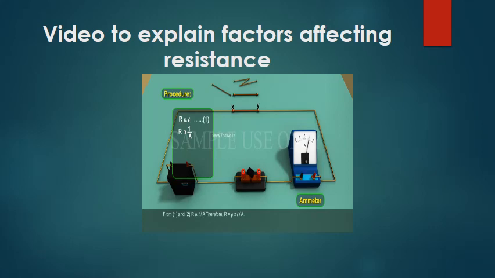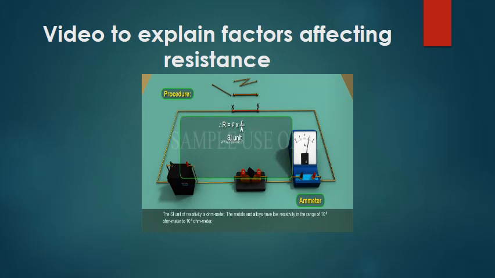From 1 and 2, R is proportional to L by A. Therefore, R equal to rho into L by A. Here rho is the proportionality constant called electrical resistivity of the material of the conductor. The SI unit of resistivity is ohm meter.